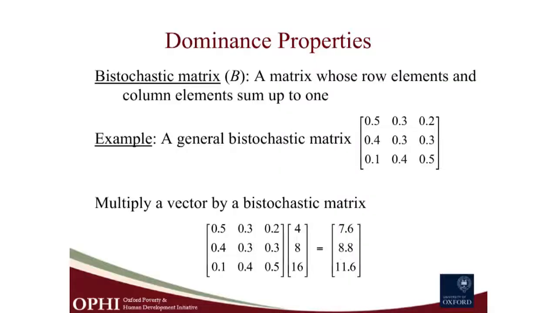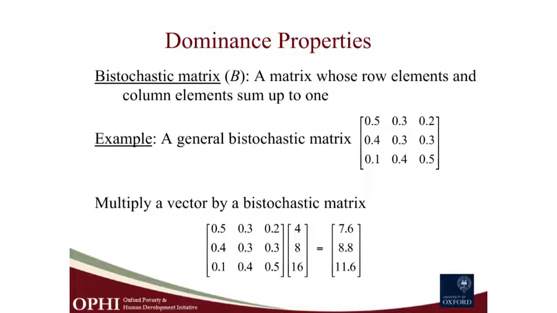Okay. So suppose you have this bistochastic matrix here, and this is the vector 4, 8, 16. If you multiply this income vector 4, 8, 16 by this bistochastic matrix, you get this particular vector. Look, inequality has gone down in this vector.